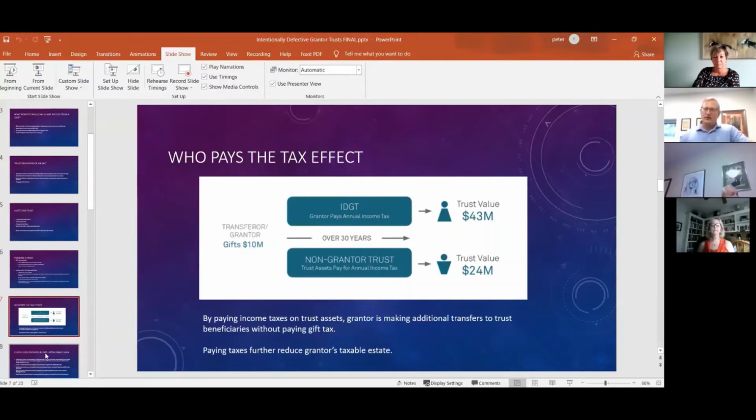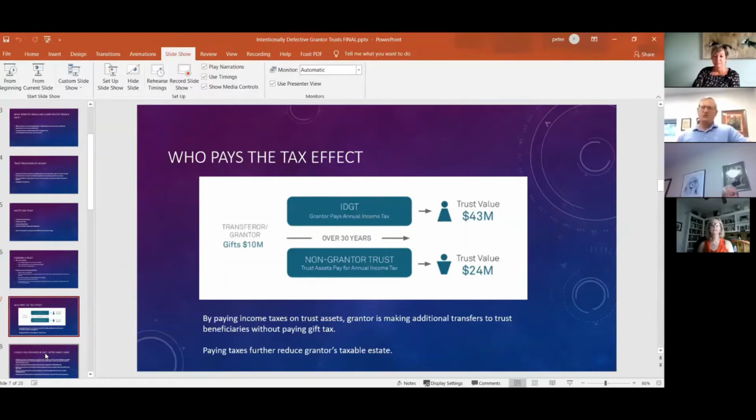However, if instead of using the cash flow from that asset to pay the tax, I use another asset in my estate to pay the tax, 100% of that appreciation stays in the trust, and we will instead transfer $43 million, 4.3 times the original asset value that we put into that trust.